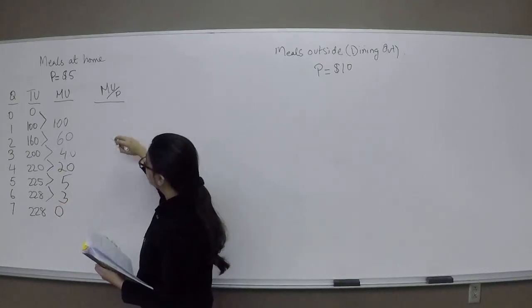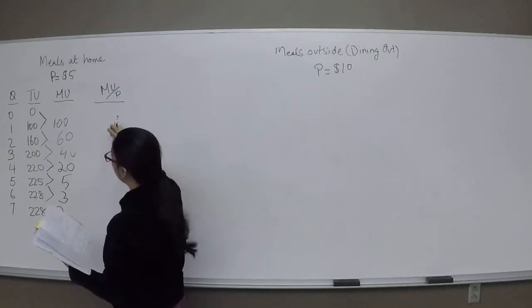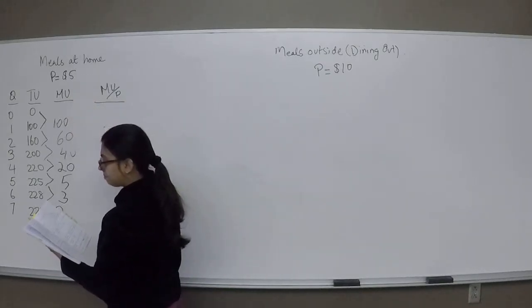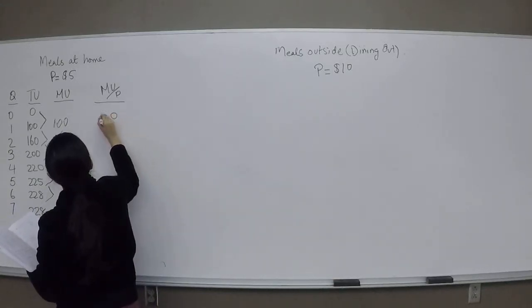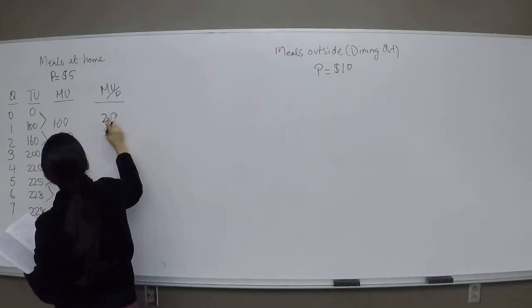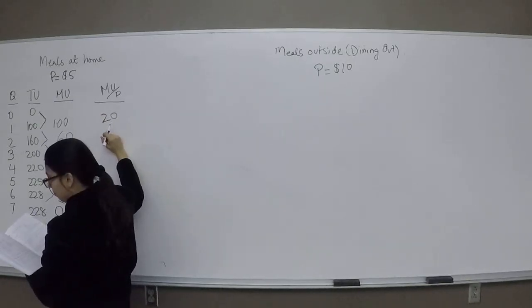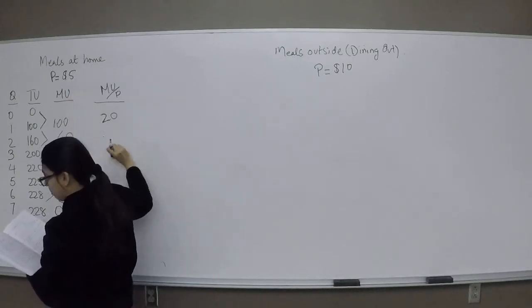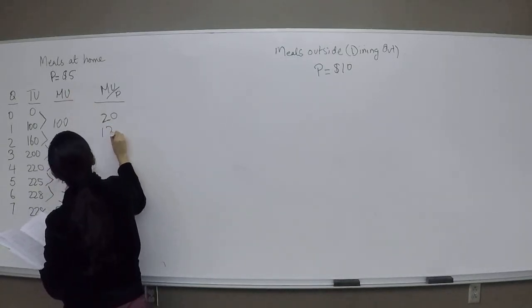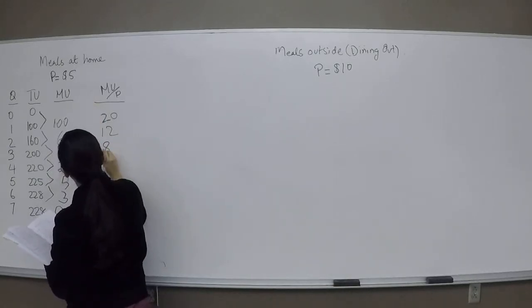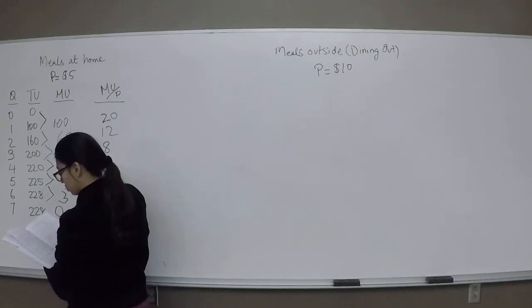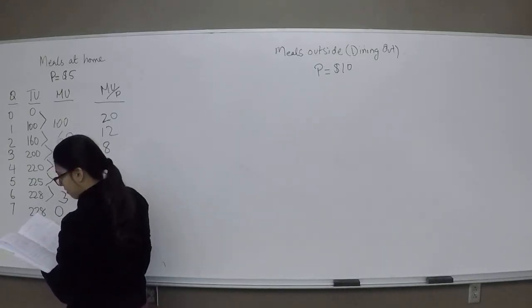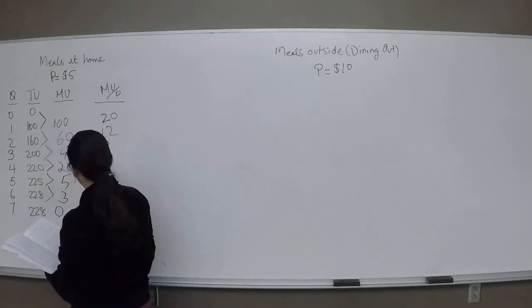Okay, now what's the marginal utility per dollar for the first one? So 100 divided by 5 is what? 20. Then 60 divided by 5 is 12. 40 divided by 5 is 8. 20 divided by 5 is 4. 5 divided by 5 is 1. 3 divided by 5 is 0.6. And 0 divided by 5 is 0.